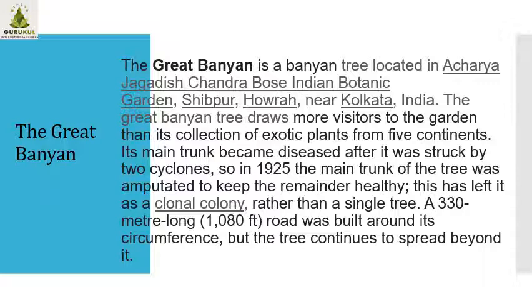Botanical garden means there are various plants of various types, and those are preserved like a reserve forest. These specific trees are preserved in that area, and that is called a botanical garden. And as our scientist Jagdish Chandra Bose was a botanist, this garden is named after him, Acharya Jagdish Chandra Bose Indian Botanic Garden, and it is near Kolkata, West Bengal.